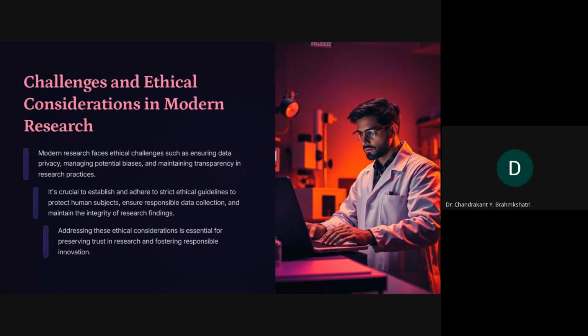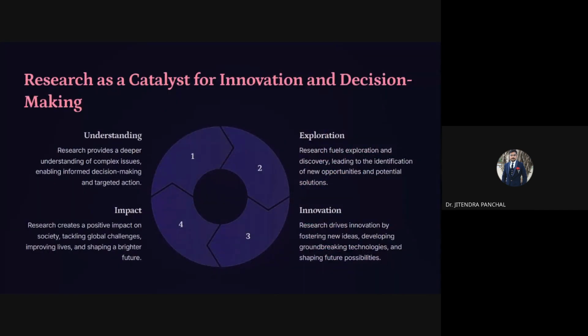Yes, sir. Okay, next we are trying to understand research as a catalyst for innovation and decision making. First, start with understanding. You need to understand the complex issue, enabling informed decision making and targeted actions, exploring discoveries and leading to the identification of new opportunities and potential solutions through research.